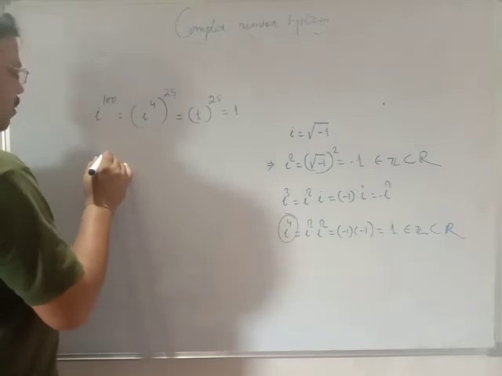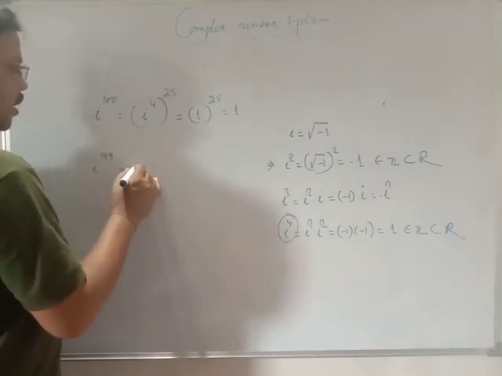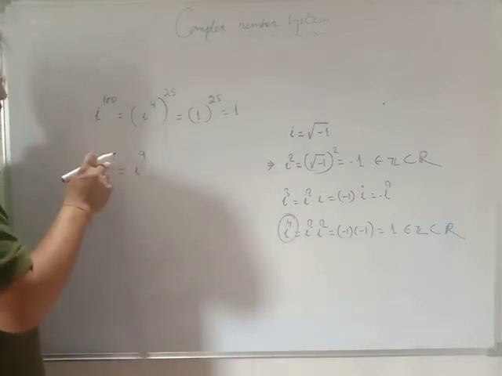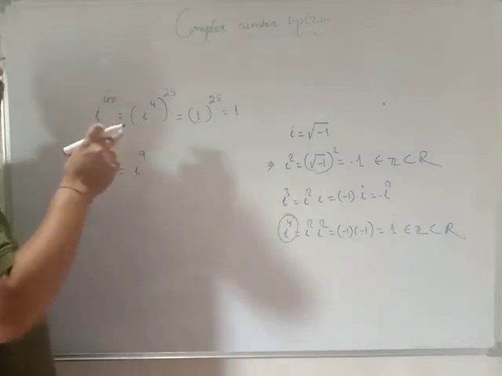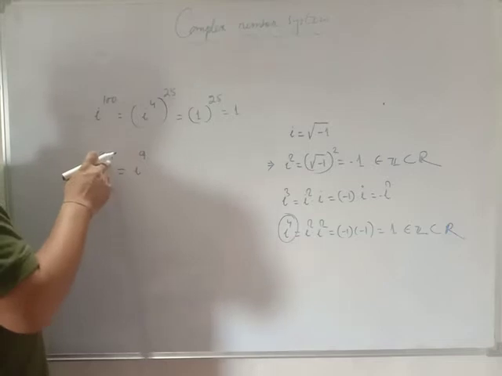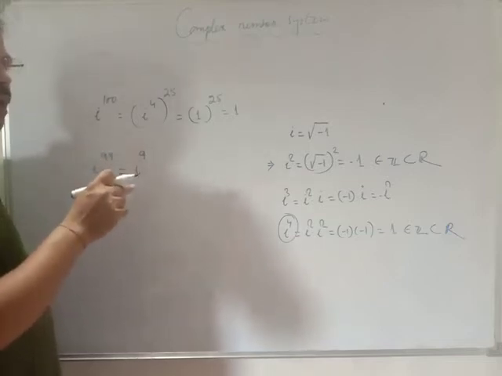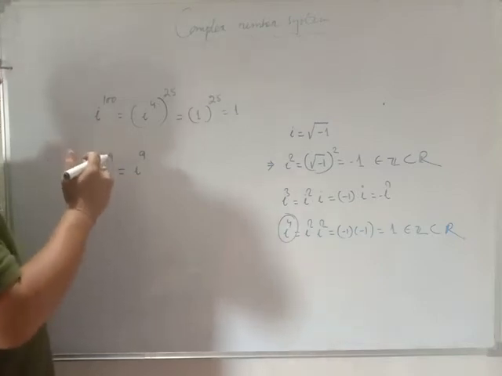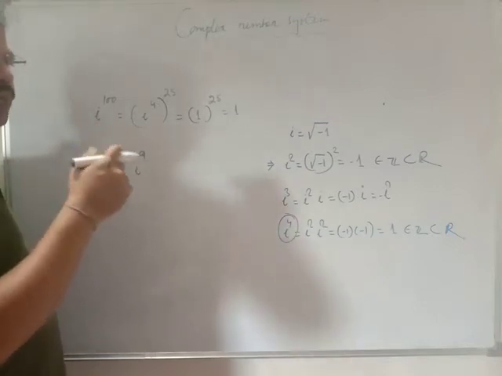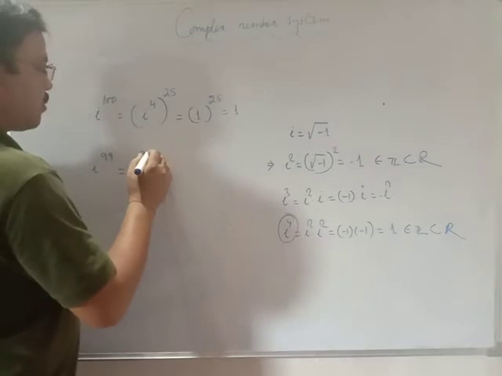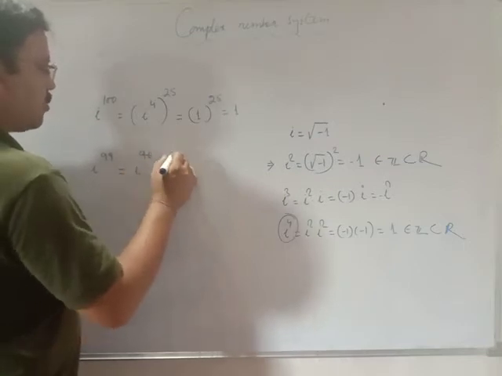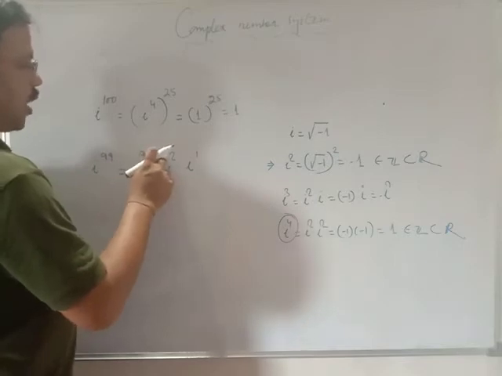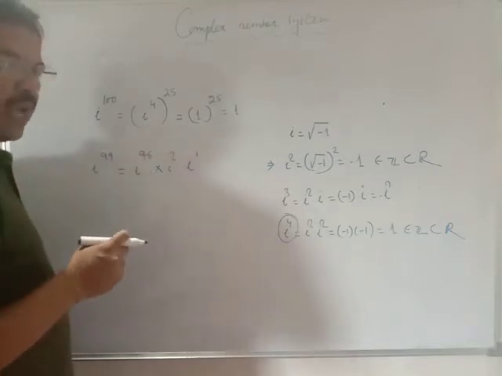When you are asked about i to the power 99, it is i to the power the just smaller number than 99 which is a multiple of 4. It should be less than 99, just less than 99, but a multiple of 4. It is i to the power 96 into i square into i to the power 1. 96 plus 2, 98 plus 1, 99.